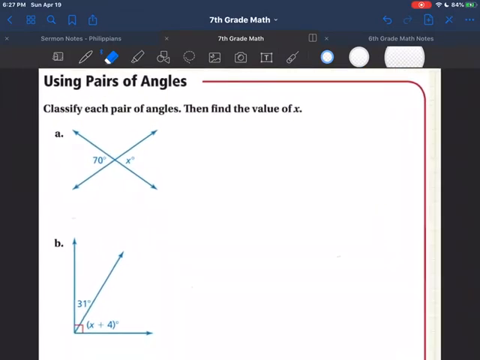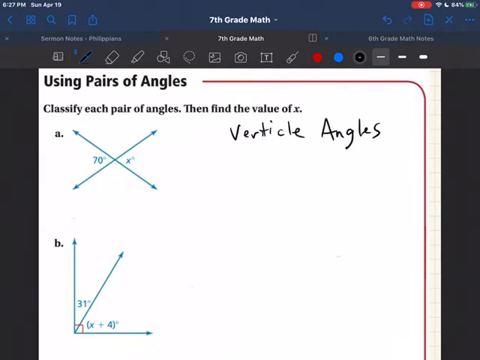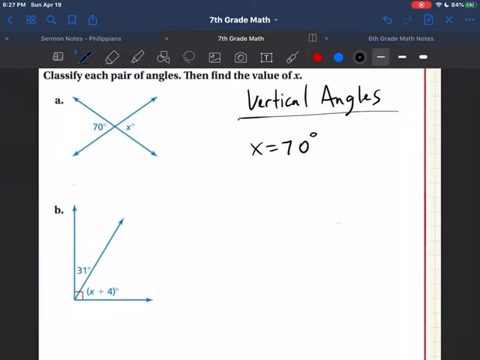Okay, using pairs of angles. These are going to be really easy for you, I think. Classify each pair of angles, then find x. Simple, right? These are opposite of each other. They are vertical angles. So first of all, we're classifying vertical angles. Wow, that's not how you spell vertical. Vertical angles, and therefore x equals 70. Done. Okay, these share a right angle, so they're complementary.